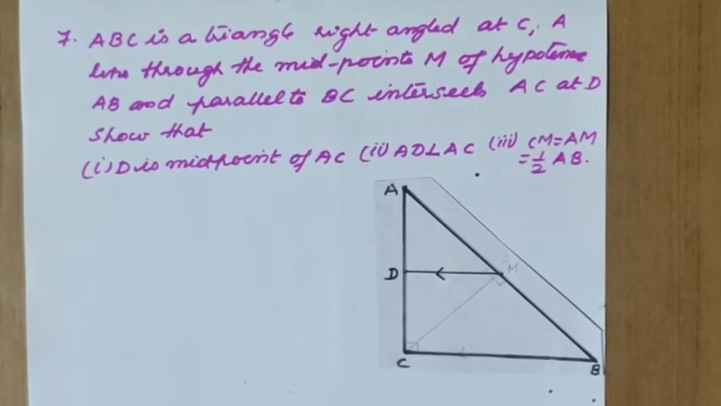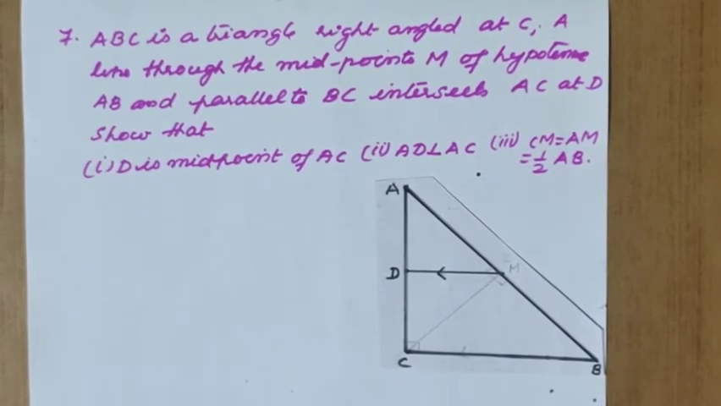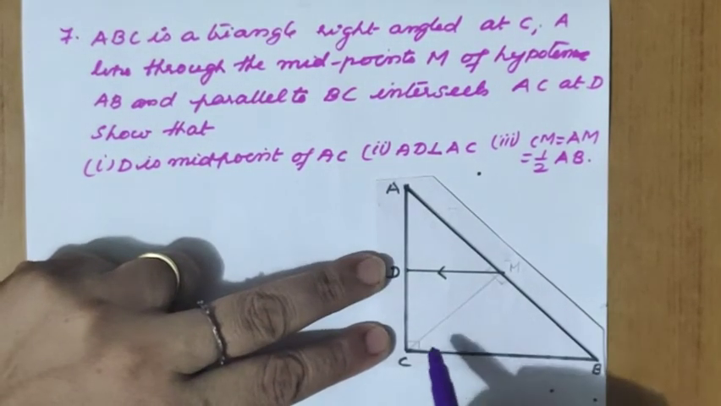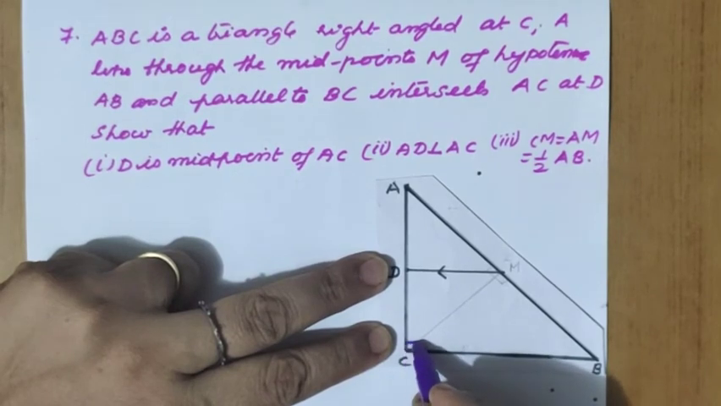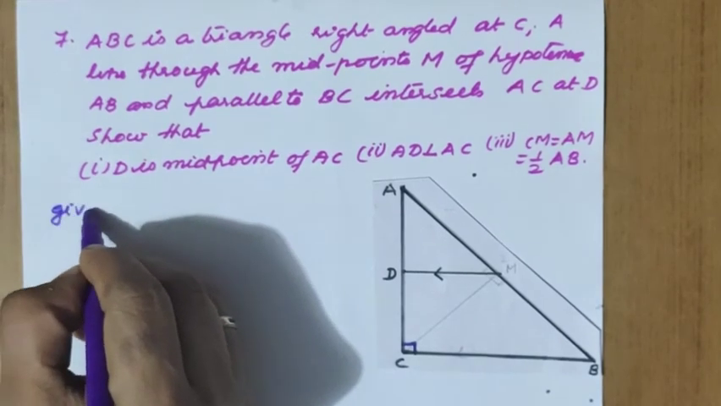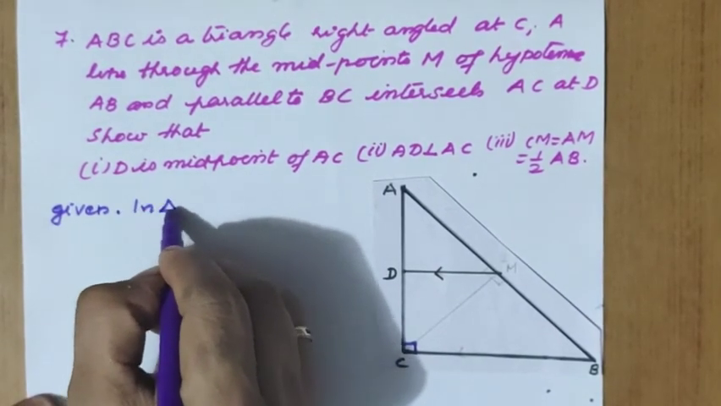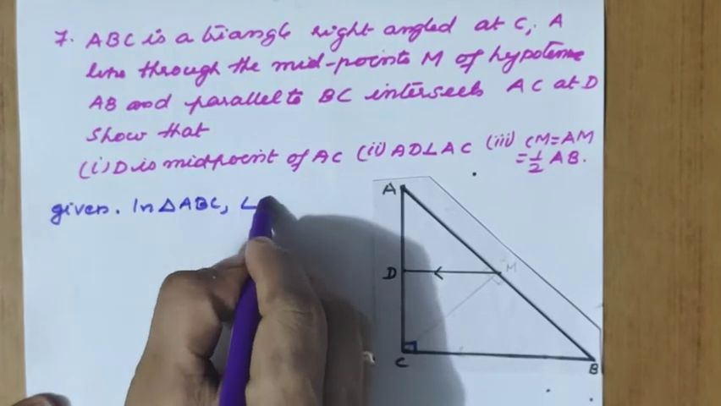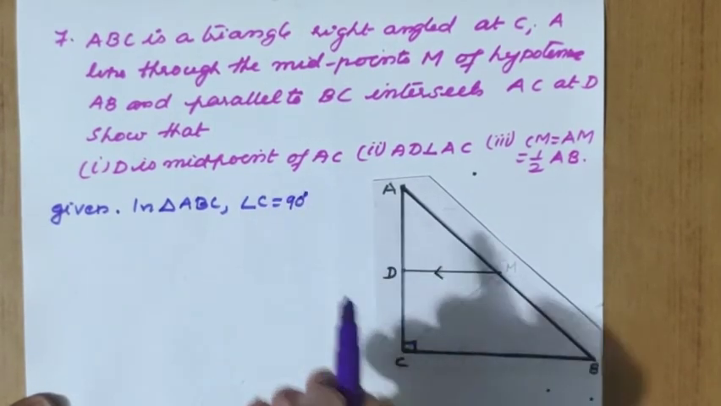ABC is a triangle, right-angled at C. A line through the midpoint M of the hypotenuse AB and parallel to BC intersects AC at D. Show that D is the midpoint of AC, MD is perpendicular to AC, and CM equals AM equals half AB. So what is given in the question? ABC is a right-angled triangle. Which angle is 90 degrees? Angle C. So I'll write here, given: in triangle ABC, angle C is equal to 90 degrees.